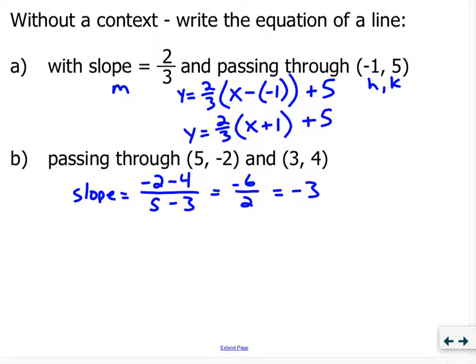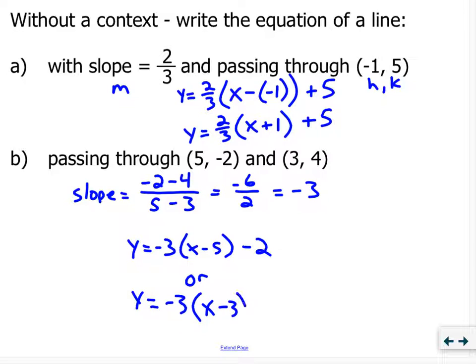And when I write the equation, I can use either point. So if I use the first point, my equation looks like this. Negative 3 times x minus 5. This case, the y value is negative on the 2, so I bring down the negative 2. Or another equation, y equals negative 3 times x subtract 3, add 4. And let's try graphing this last one that we wrote.